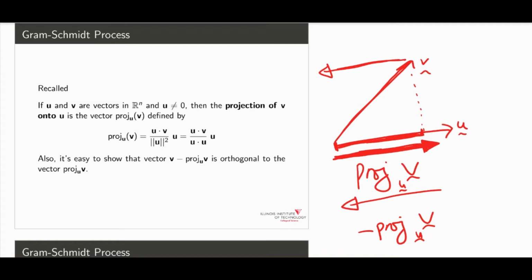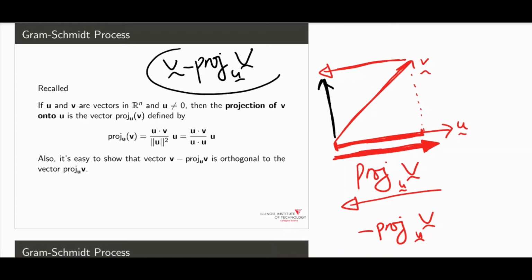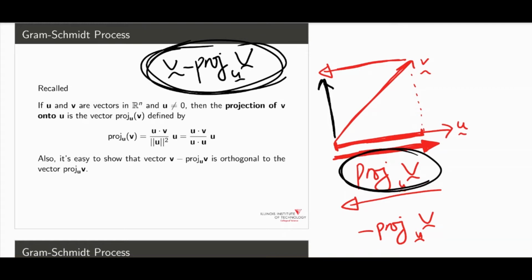So this vector right here in black is v minus the projection of v onto u. We know that, and we have been talking about this in the previous video. We know that this vector is perpendicular to this vector.